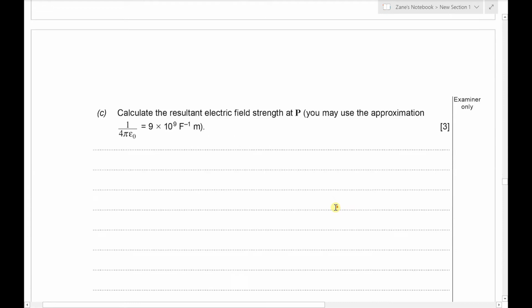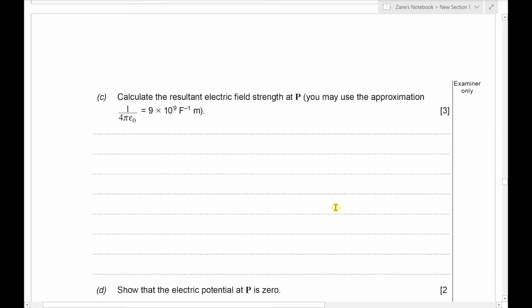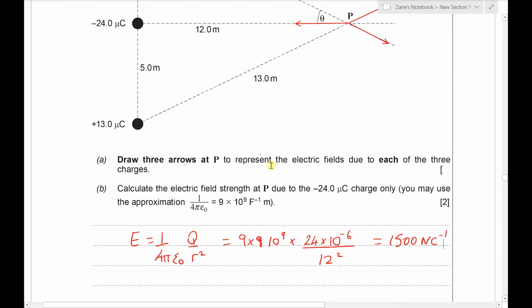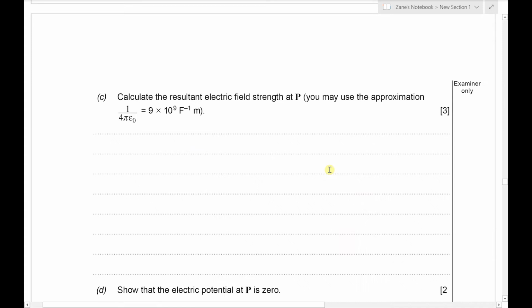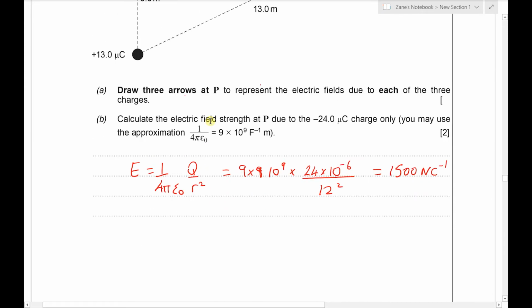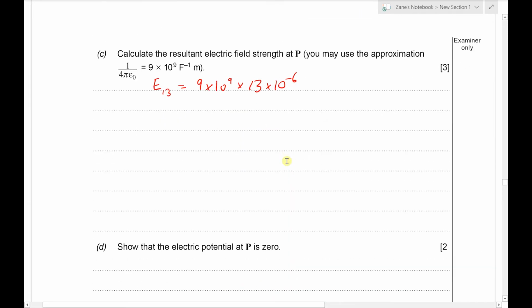Next we've got to calculate the resultant electric field strength at P, and again we can stick with that same approximation. So what I'm going to do is do this in steps to show exactly how we would do this. We're going to calculate the field strength due to one of the 13 microcoulomb charges. So I'll just call that E13 if you like. That's going to be 9 times 10 to the 9 times 13 microcoulombs, and again, if we look at the diagram, you see that these are 13 meters away from P. So we've got over 13 squared. Putting those into a calculator gives us an answer of about 692 newtons per coulomb.